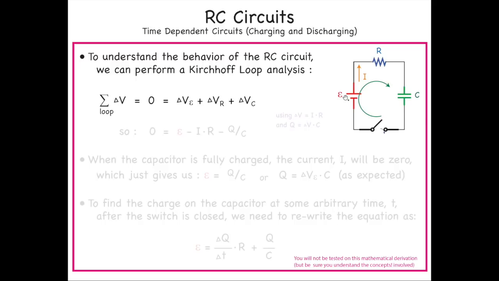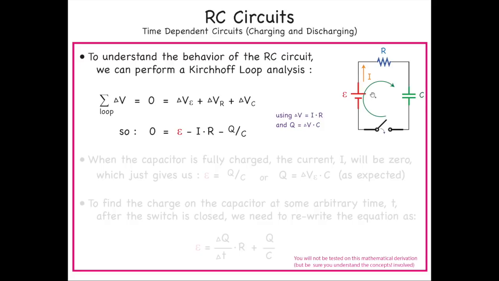So to understand the behavior of an RC circuit, what we can do is perform Kirchhoff's loop analysis on this simple circuit. If we go around this one and only loop, then the sum of the voltage gains and drops has to equal 0 by the time we go all the way around, which in this case would include the voltage gained through the EMF, a voltage difference across the resistor, and a voltage difference across the capacitor.